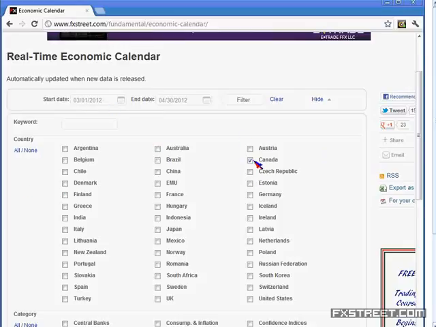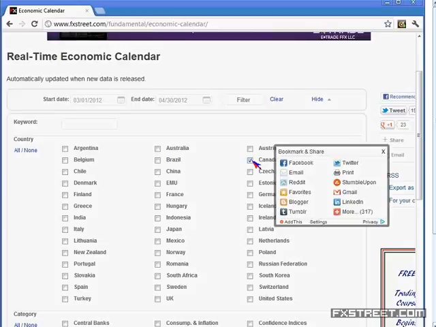Now, you can check off the individual countries, and you can press the hide button to hide all these details, but we have them exposed. I only want to look for the information that applies to Canada at this point. So I place a check mark next to Canada, all the other check marks I took away.